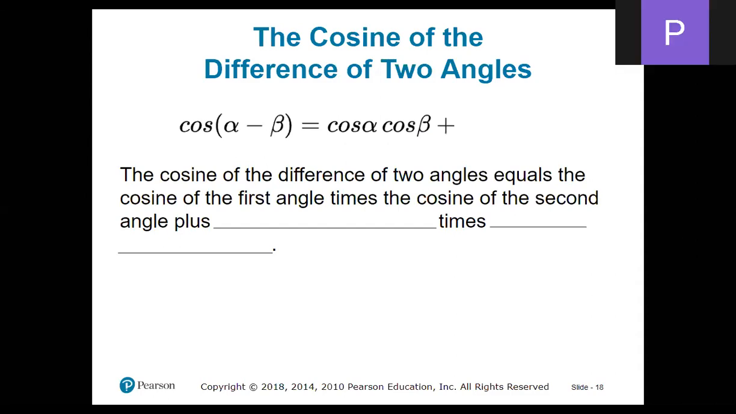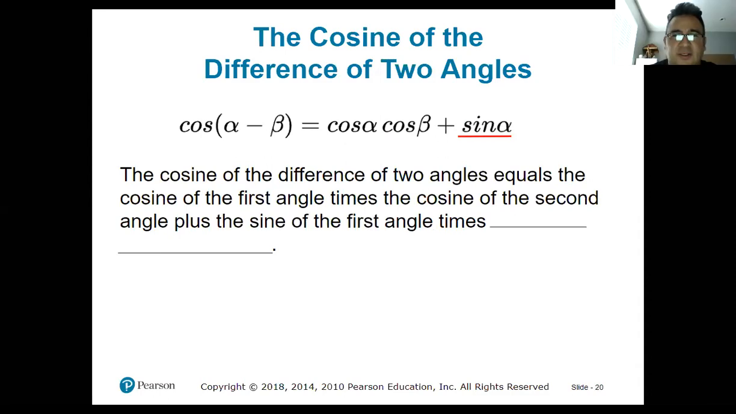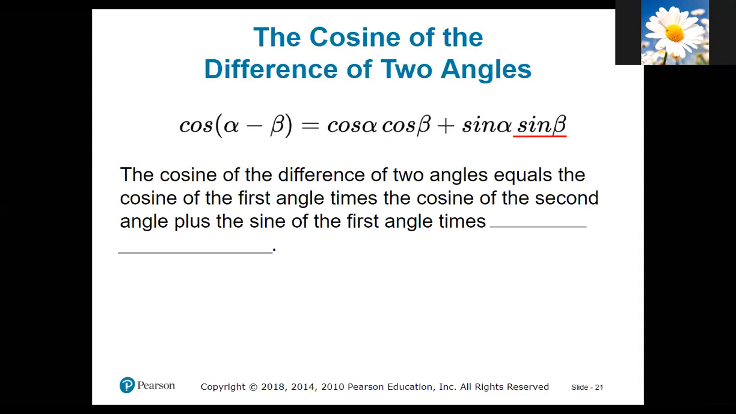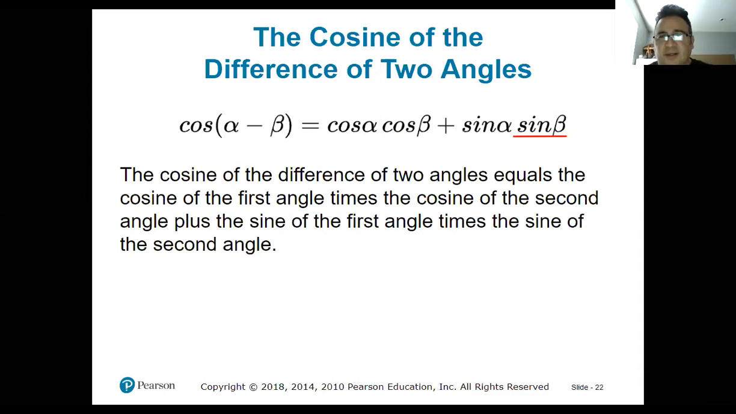Sine of alpha, which is our first angle, times sine of beta. Sine of beta, right? So a lot of you took notes, apparently.